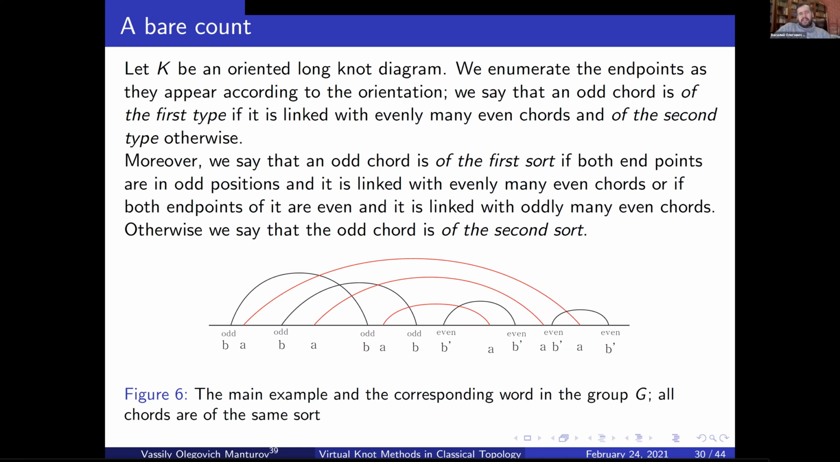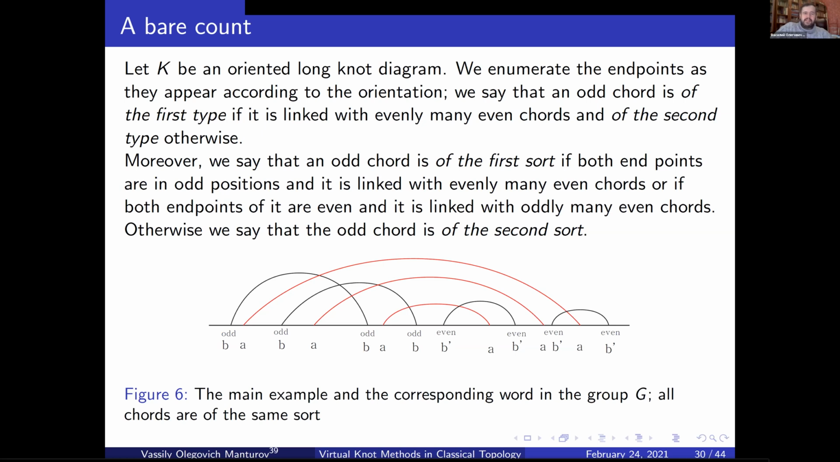One distinction is needed in order to make some group-like formalism. So for groups, I want to have some relations like AB equals B prime A. So for group-like formalism, I want to make a distinction between B and B prime. And there is some other formalism which can be thought of as a bare count formalism.